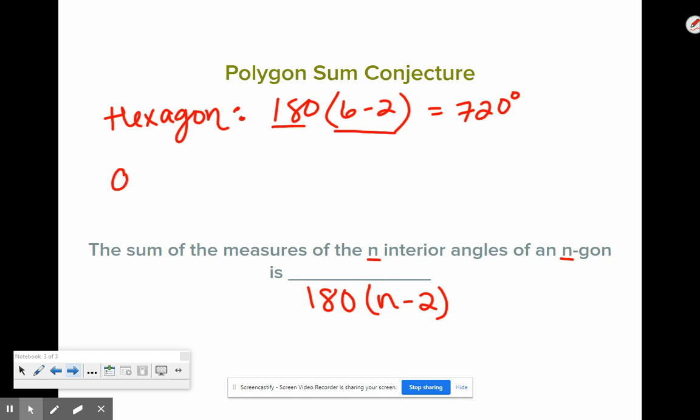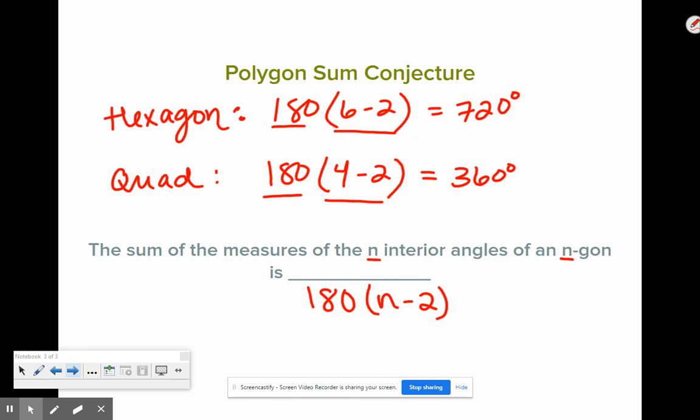Let's say we wanted a quadrilateral because we just forgot that it was 360 degrees from our conjecture. I would take 180 times, quadrilaterals are 4 sides, minus 2. 180 times 2, 360 degrees. So we can always find those first 2 conjectures using the Polygon sum conjecture.